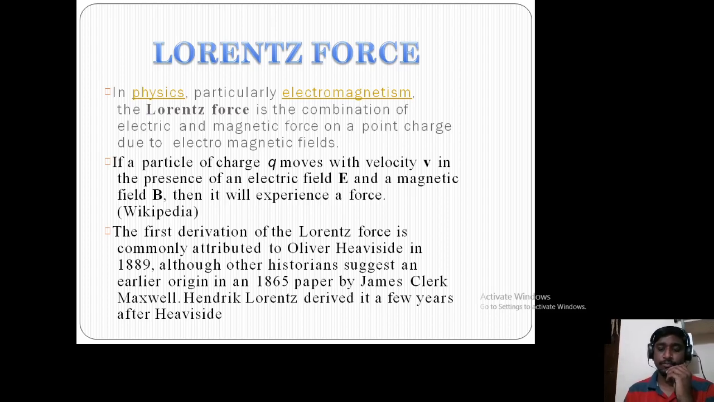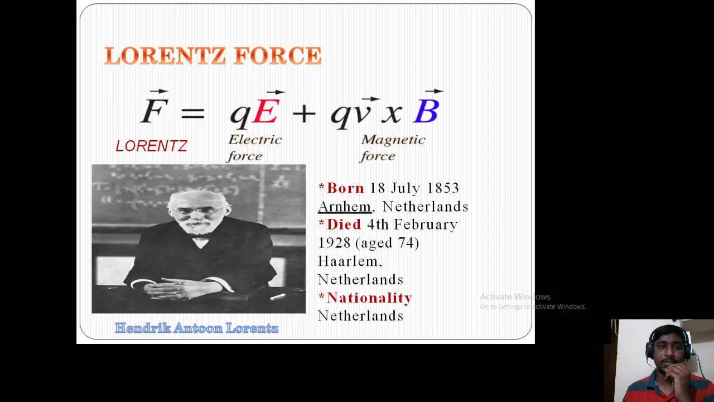So, the name Lorentz. The Lorentz force equation is related to a charge that has to move with a velocity v in the presence of an electric field as well as a magnetic field. The Lorentz force equation consists of two terms. The first term is the electric force, qE, and the second term is due to the magnetic field, q v cross B. Here v is the velocity of the charge and B is the magnetic field.